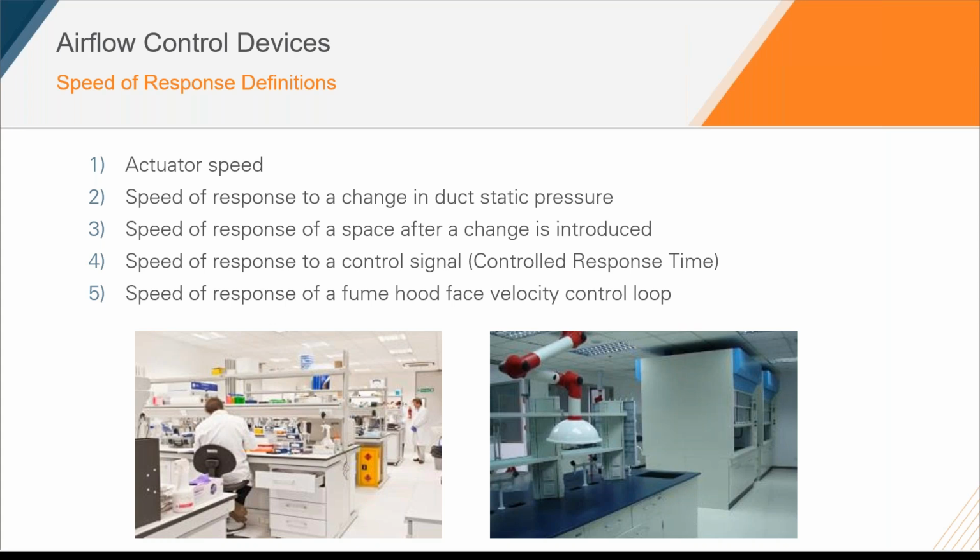But there's always a little bit of confusion regarding the speed of response, mainly for the fact that there are so many different definitions we can have for speed of response, and they're all going to have slightly different requirements. So the main 5 types of speed of response we're going to talk about are actuator speed, the speed of response to a change in duct static pressure, the speed of response after a change is introduced, the speed of response to a control signal, and then lastly, the speed of response of the fume hood base velocity.